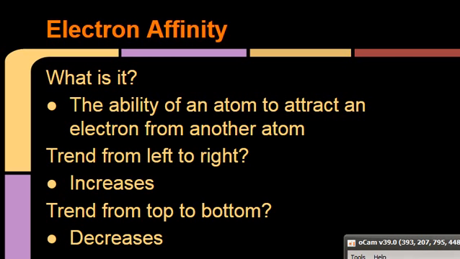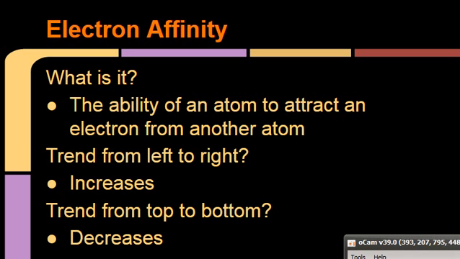The next trend we're going to look at is called electron affinity. Electron affinity is the ability of an atom to attract an electron from another atom. And as you move from left to right across the periodic table, the ability for an atom to attract an electron increases. So something like chlorine would be able to attract an electron easier than something like sodium.